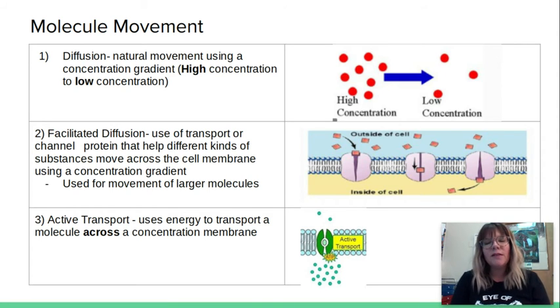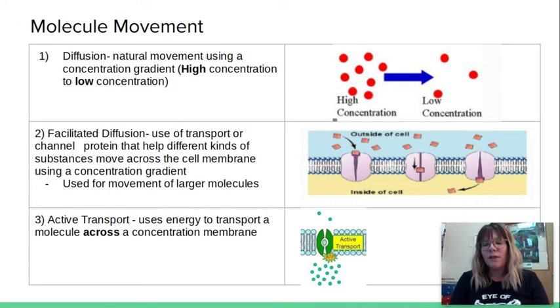Facilitated diffusion is similar, except now it uses little protein channels. So there's spaces in the actual phospholipid bilayer that have channels, and then things can pass through those channels and move across the membrane using the concentration gradient.